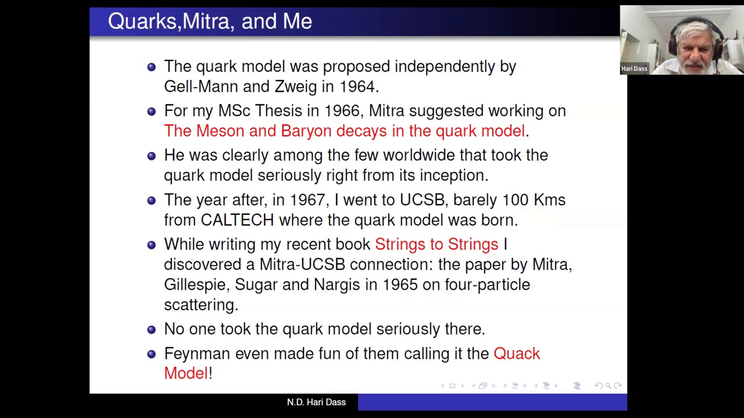The year after that, in 67, I went to UC Santa Barbara, barely 100 kilometers from Caltech, where the quark model was born. And incidentally, while writing my recent book, I discovered a Mitra-Santa Barbara connection, which was the paper by Mitra, Gillespie, Bob Sugar, and Nargis in 65 on 4-particle scattering. But nobody took the quark model seriously in Santa Barbara, for that matter, in the whole of the West Coast. Feynman even made fun of them, calling it the quack model. So that was the situation. Next slide, please.